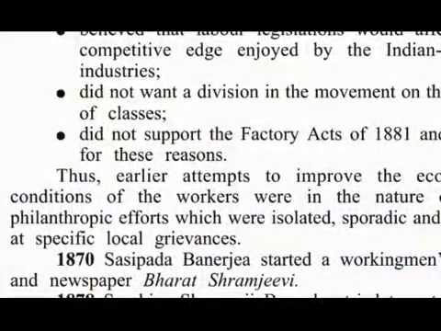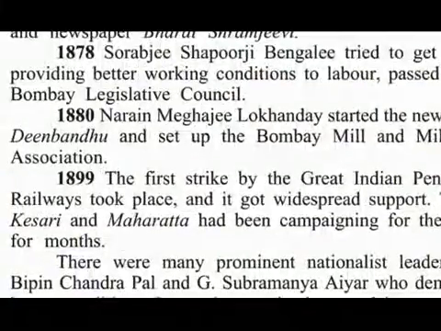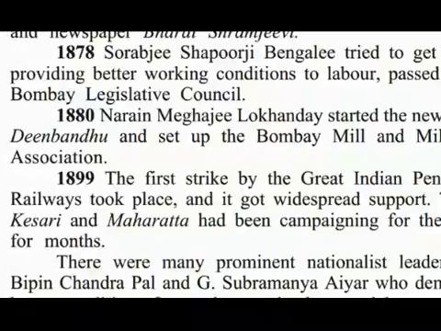Thus, earlier attempts to improve the economic conditions of the workers were in the nature of philanthropic efforts which were isolated, sporadic and aimed at specific local grievances. 1870: Sasipada Banerjee started a workingmen's club and newspaper Bharat Shramjibi. 1878: Sorabji Shapurji Bengali tried to get a bill providing better working conditions to labour passed in the Bombay Legislative Council. 1890: Narayan Meghaji Lokhande started the newspaper Deenbandhu and set up the Bombay Mill and Mill Hands Association.